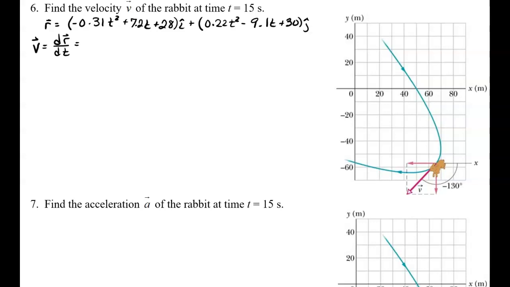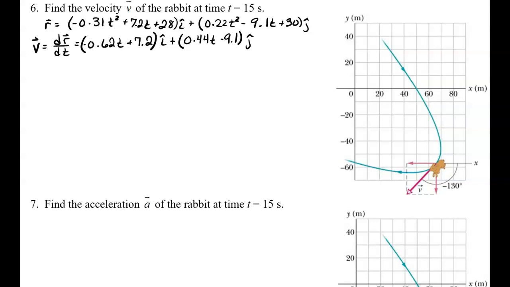So what does that mean? Well, that means I'm going to start kicking powers out. So here, I'm going to kick that 2 out. So I'm going to have negative 0.62t plus 7.2. Derivative of 28 is 0. It's a constant. So that's my i hat term, my x term. My y term, I'm going to again kick that 2 out. So I'm going to have 0.44t minus 9.1. Derivative of 30 is 0. That's a constant. So that's my j hat term.